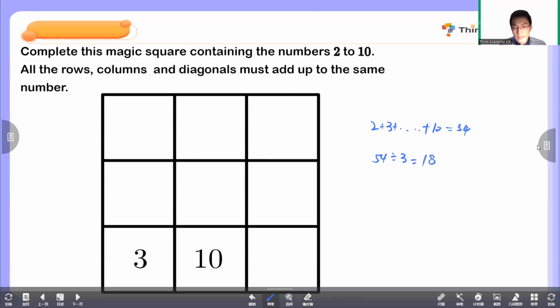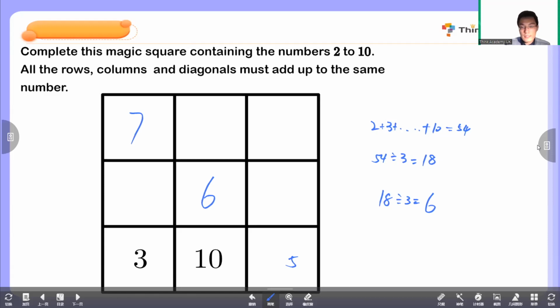Last row is 13, and then 18 minus 13, so 5 right here in this cell. And then using key point number 2, the center number times 3 is the magic sum. So 18 divided by 3 will give us the center number, which is 6. And with these two numbers, we can actually solve all the rest. So we will have 5 plus 6, 11, and 18 minus 11 will give us this cell right here, 7.